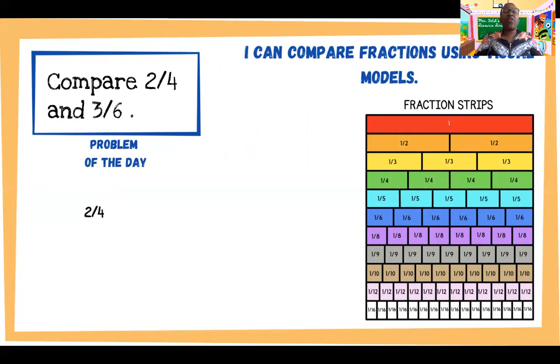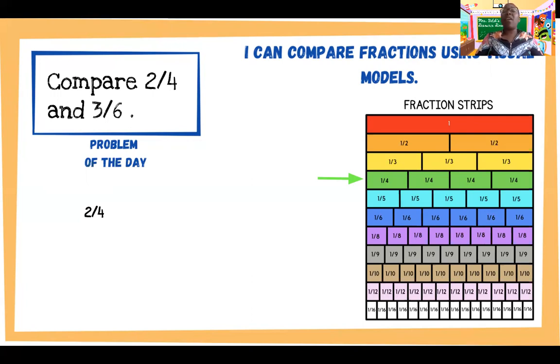Let's start with 2/4. Which of our fraction strips would we use to represent 2/4? Did you say the 1/4 pieces? If you did, you're absolutely correct. How do you know? That's right. Our denominator, or the number on the bottom of our fraction, tells us which of our tiles to use.